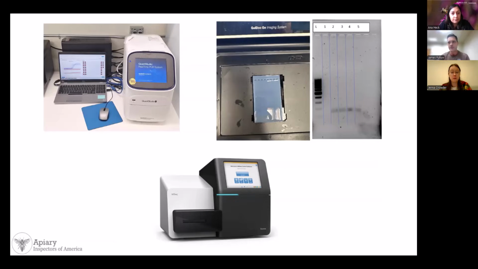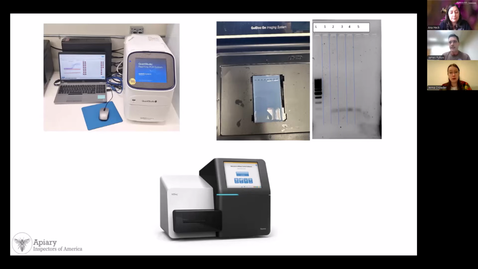So these are just pictures of equipment that we have in our lab. So we have access to qPCR. You can do basic PCR and gel visualization, or you could do some sequencing on something like an Illumina machine or a nanopore sequencing. And then you would have that data that would give you the presence or absence information.